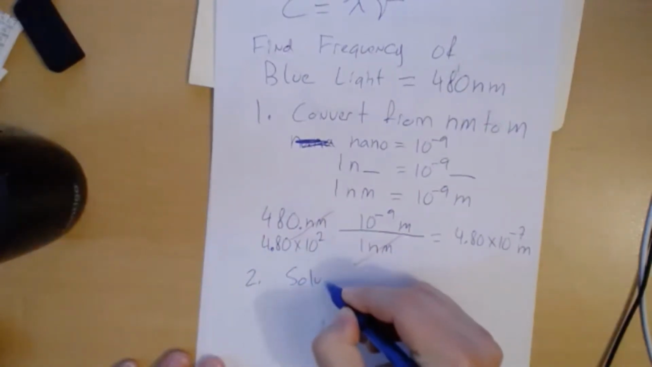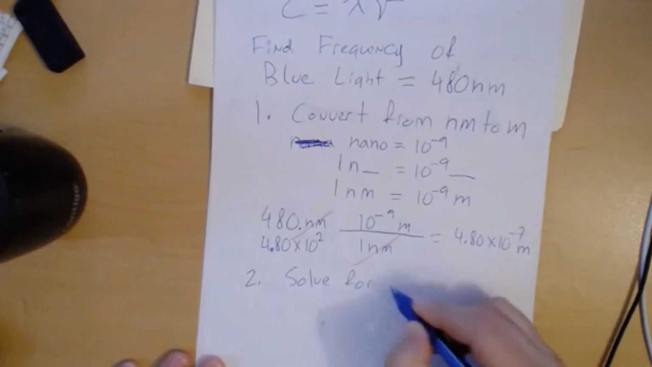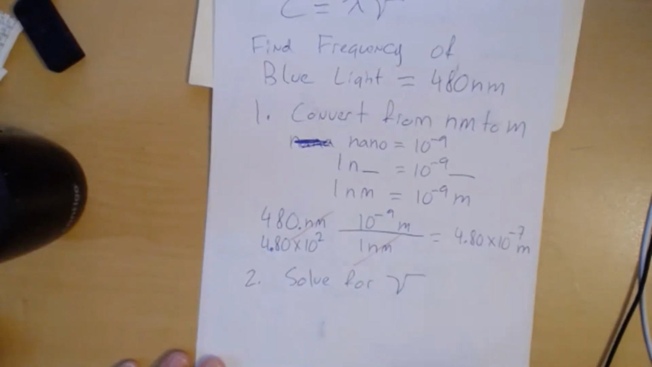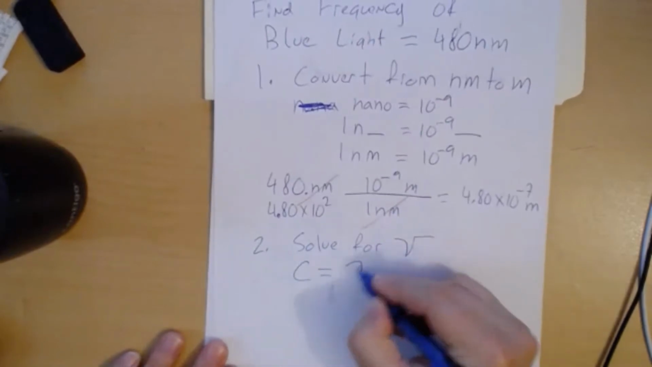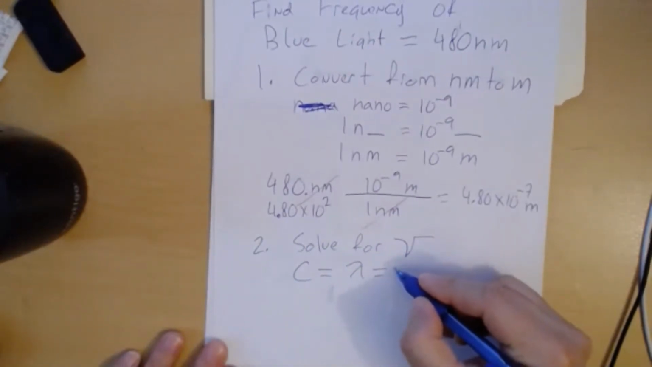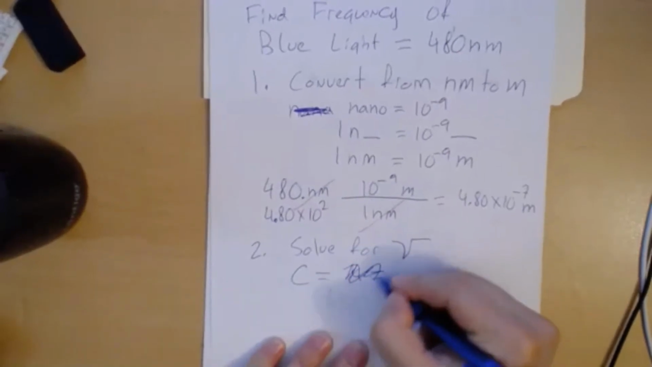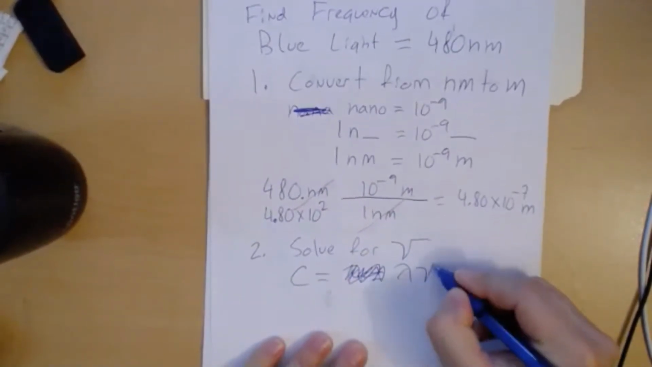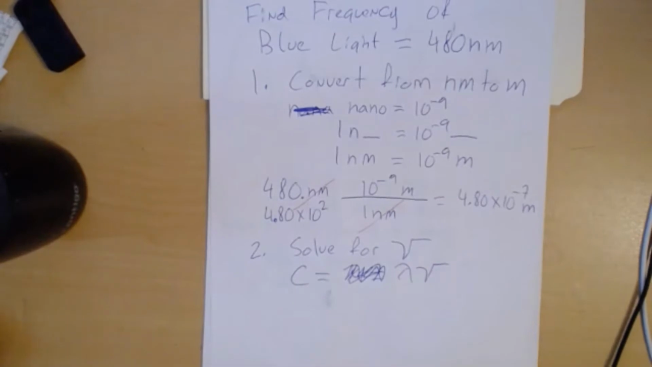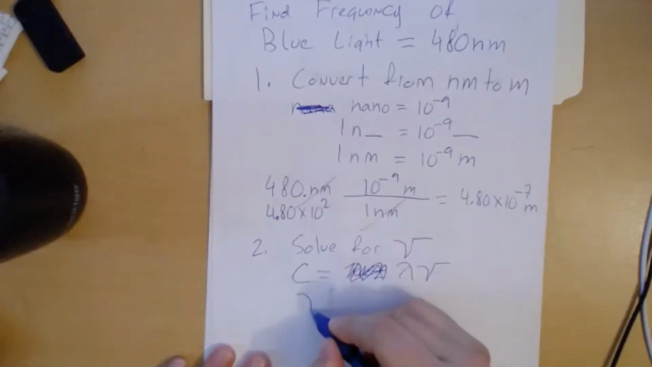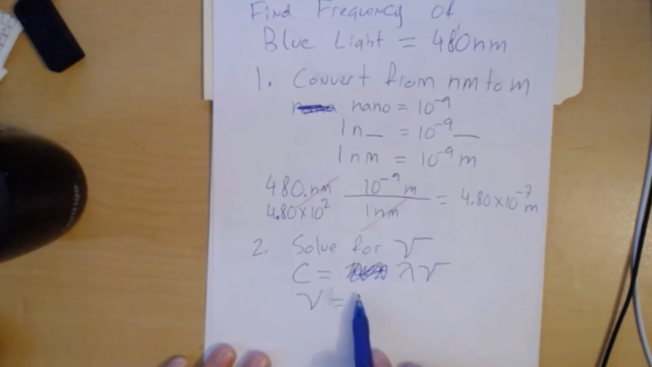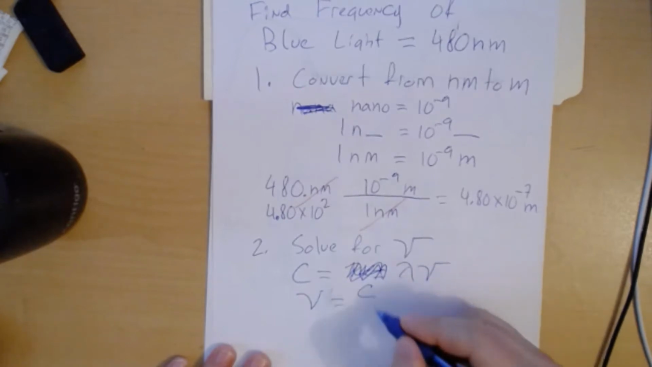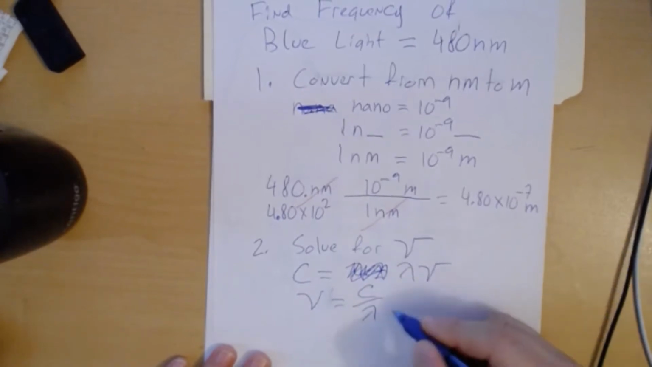solve for frequency. So again, I'm going to take my speed of light equation. Speed of light equals lambda times frequency, and rearrange it. What's frequency equal to? Well, let's just use the characters first. Some of you may already be able to do this in your head. I agree, but let's just use the variables. So it'd be c over lambda. Yeah, and so then I plug those in.